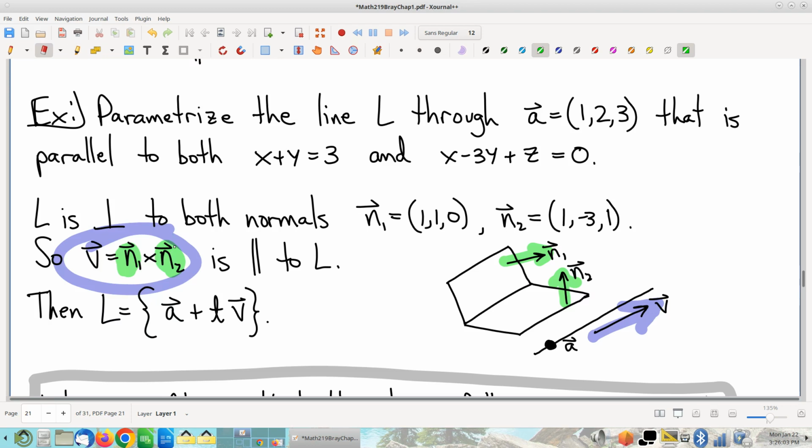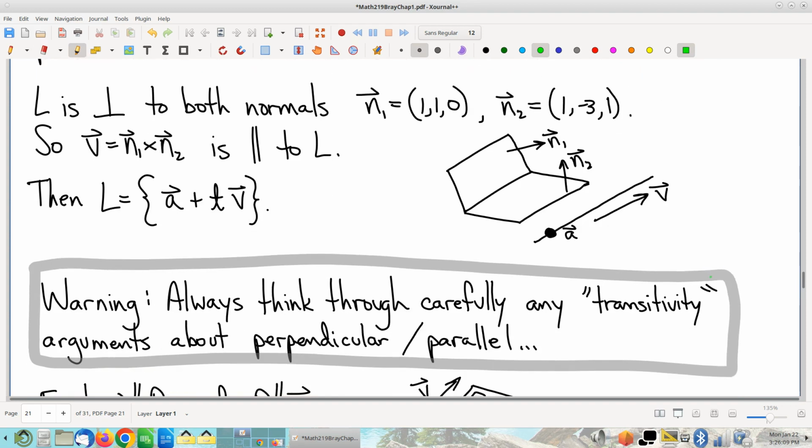All right. Now I want to warn y'all about what I like to call a little bit of a landmine. I just used two what I'm going to call transitivity arguments. Let me explain what I mean by a transitivity argument. In this example that we just finished with, I argued that this vector, for example, is perpendicular to this plane. And then I argued that that plane is perpendicular to that vector. And so this is perpendicular to that, and that's parallel to this.